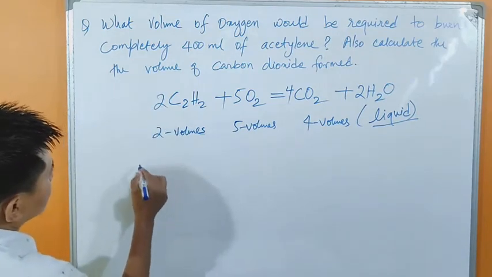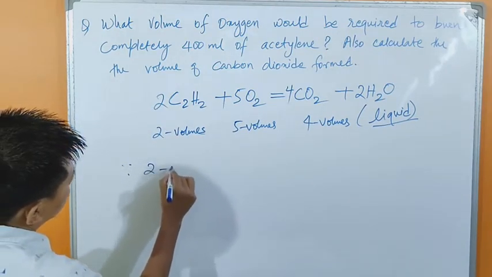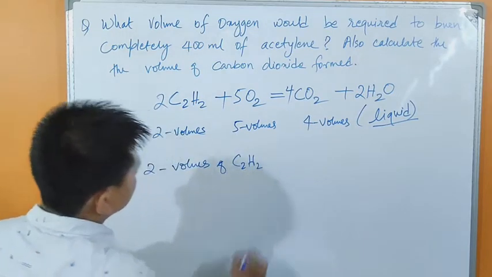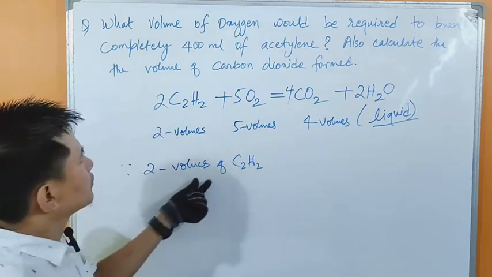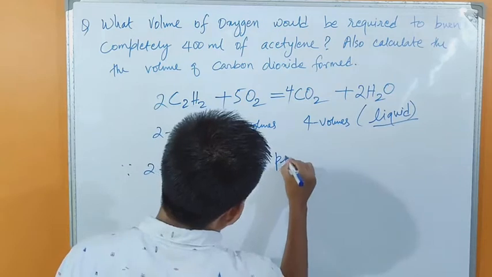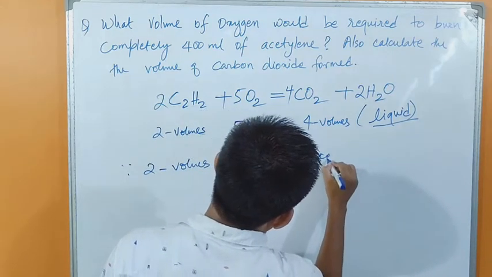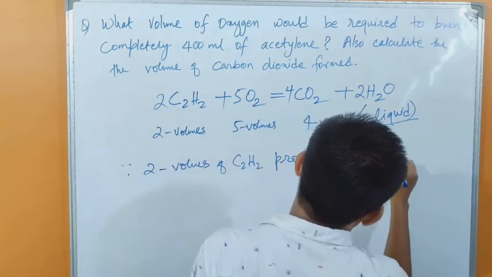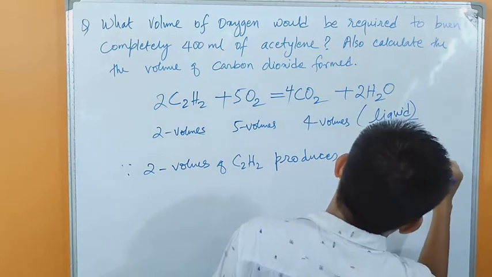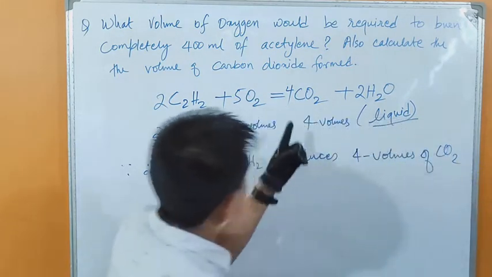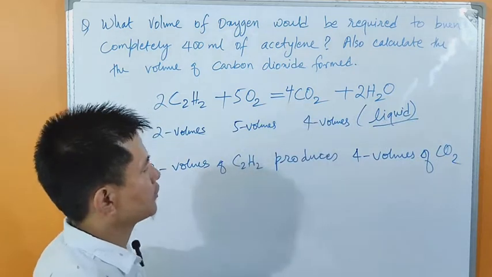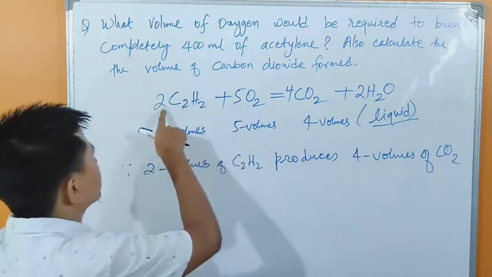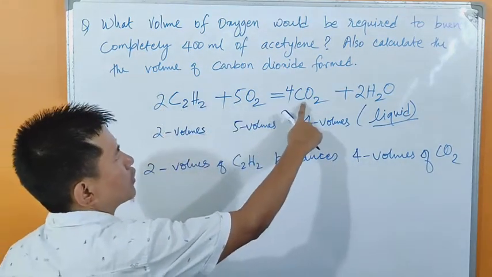Now here, since two volumes of C2H2, I mean acetylene, two volumes of acetylene produces four volumes of CO2. You can see 4 in front of carbon dioxide, 4 volumes. 2 volumes of acetylene produces 4 volumes of CO2. I wrote this from here.